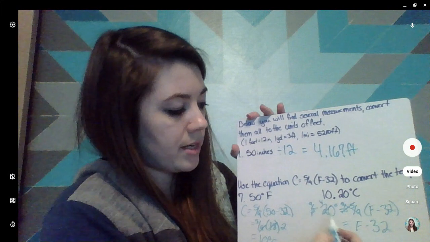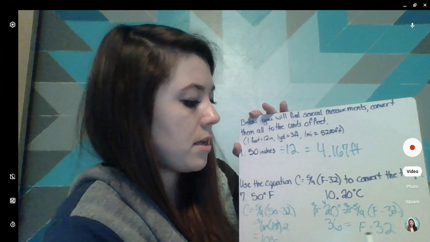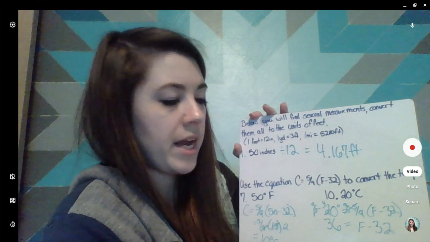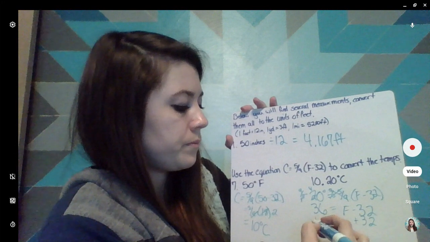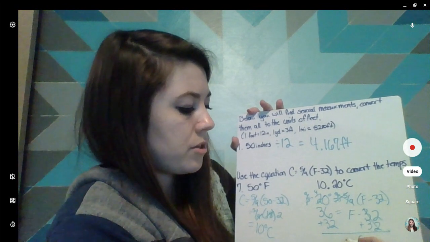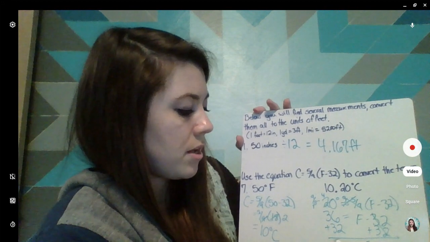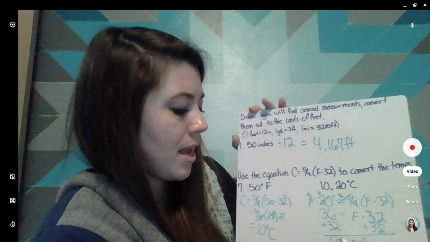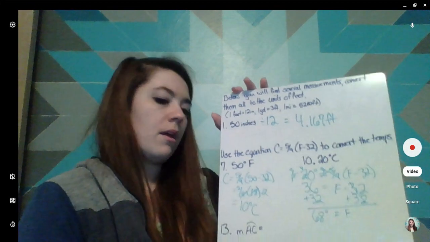So now we have 9 times 4. 9 times 4 is 36. So we have 36 equals Fahrenheit minus 32. So we're going to add 32. We add that over. Those cancel. So our Fahrenheit temperature is 36 plus 32. So we end up with 68 degrees Fahrenheit.